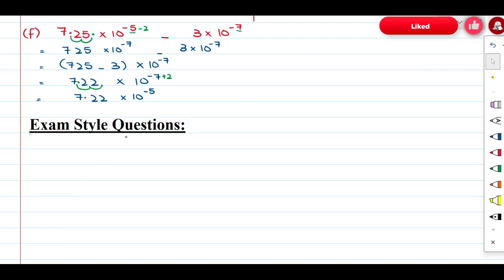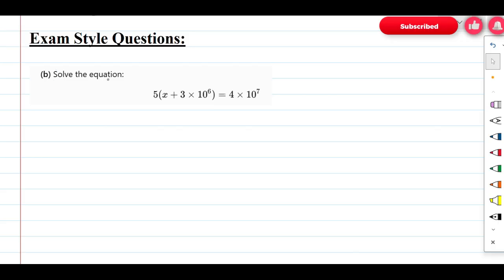Now let's learn some exam style questions related to addition and subtraction of standard form. All right, solve the equation. We need to solve this equation, right?